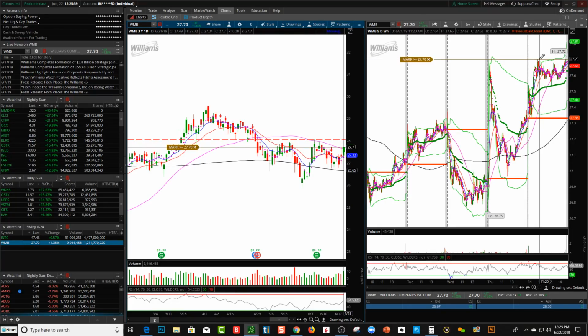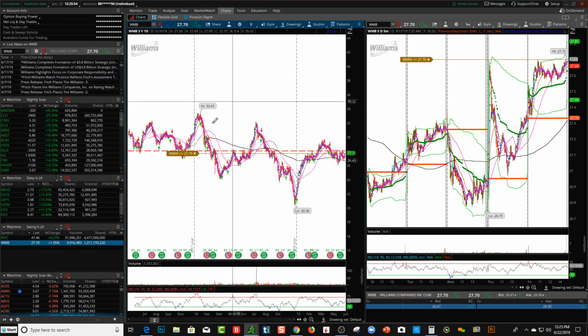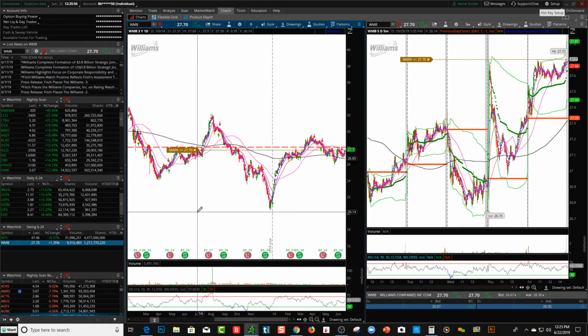If it can get above this area, the top of those tweezer tops, this could have a little bit of room. And if I look at the hourly, I want to see it get above that 28 level. So that's why I put that one on. Not loving either of them. I like this Williams a little bit better than that one. But that's why I put those on the watch list.